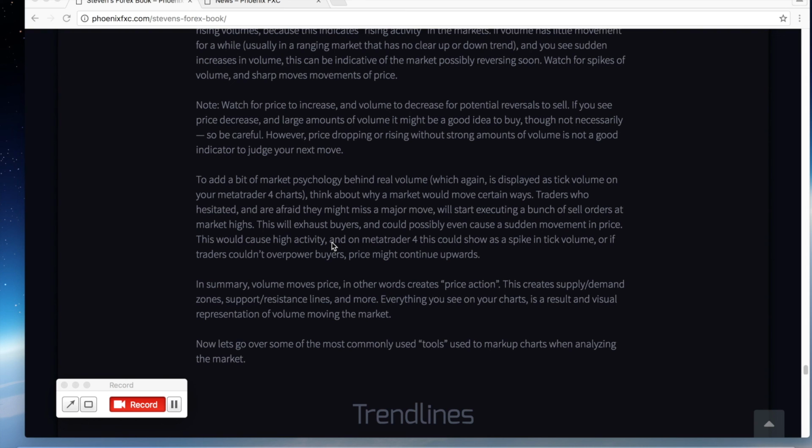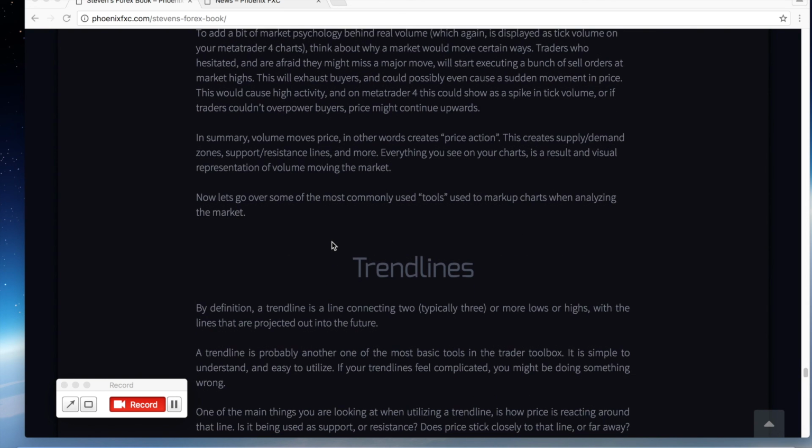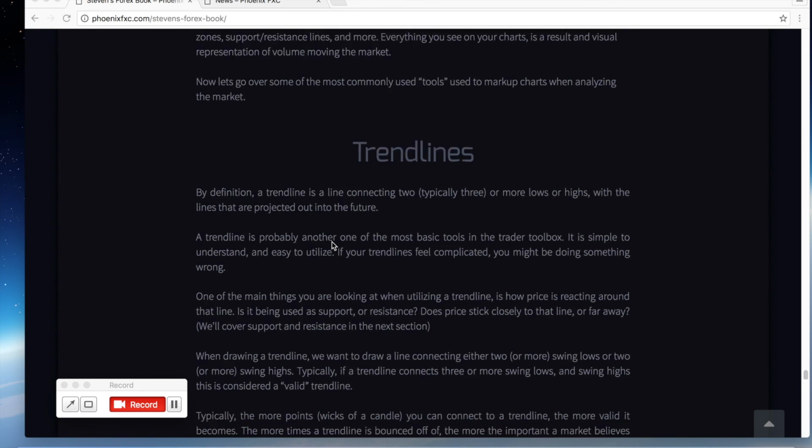So just keep in mind, the key thing about volume is volume moves price. In other words, it creates price action. This creates the supply and demand zones, the support and resistance lines, trend lines, everything you see on your charts. It's just a result and a visual representation of volume moving the market, which is really cool. I highly recommend you learn more about volume. Although this information is pretty in-depth, so good luck finding better than this.